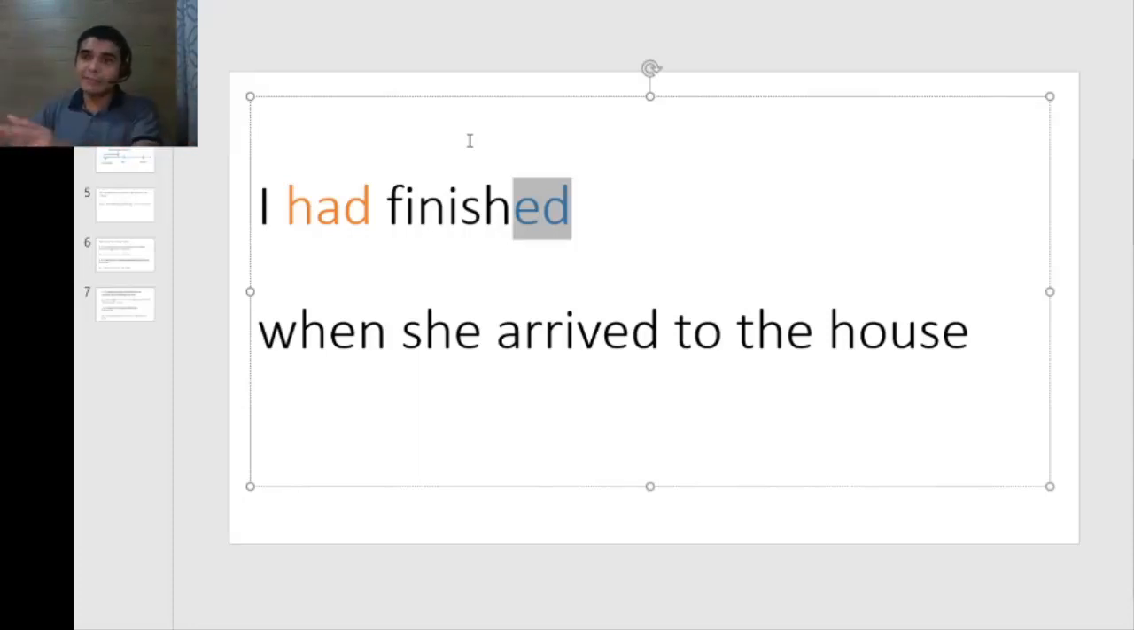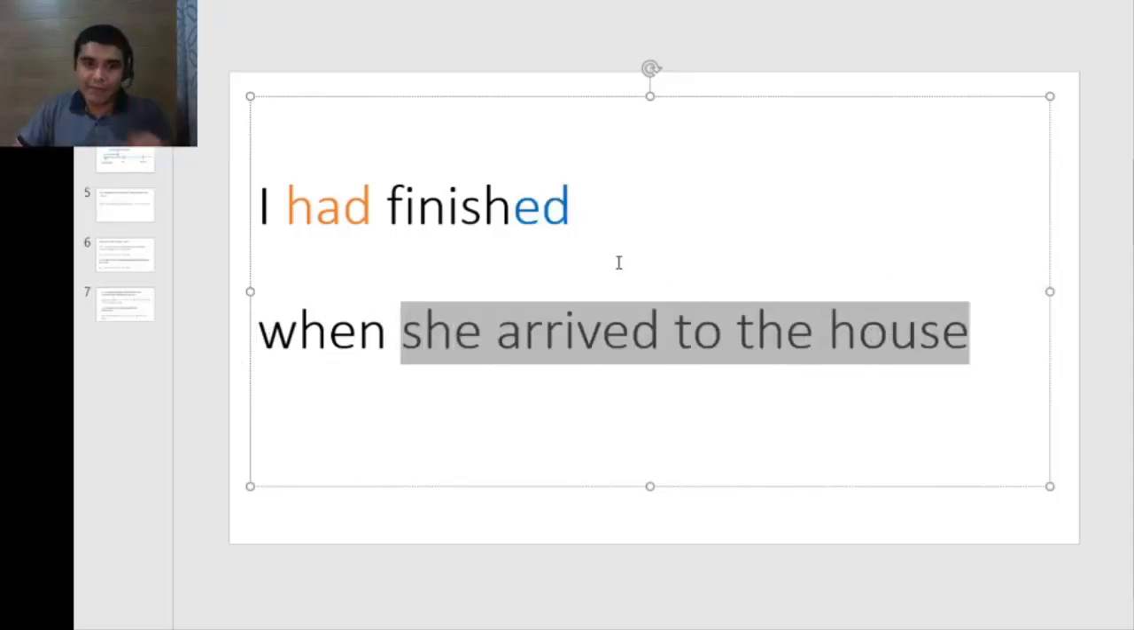Auxiliary plus past participle. When she arrived to the house. This is the sentence in simple past. Past perfect is usually referred to as the past of a past action. I will explain this to you in a few moments.